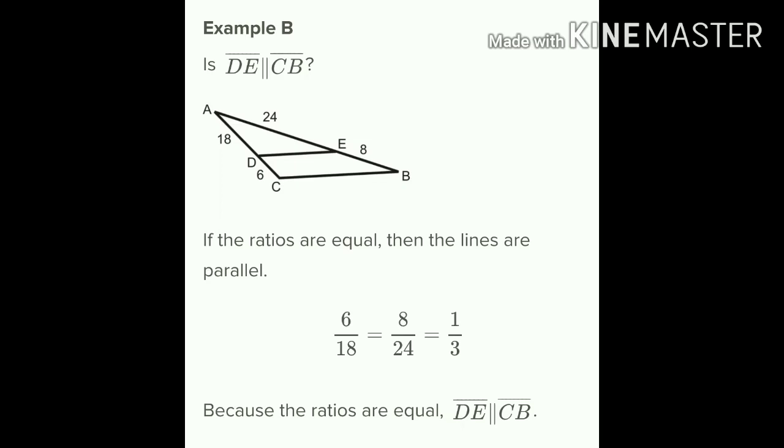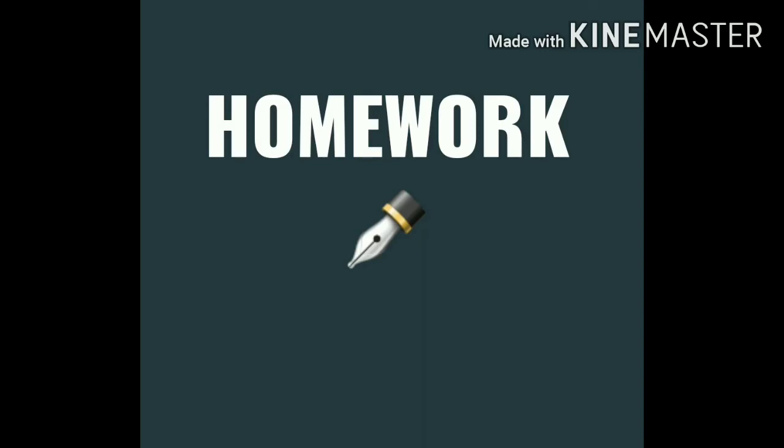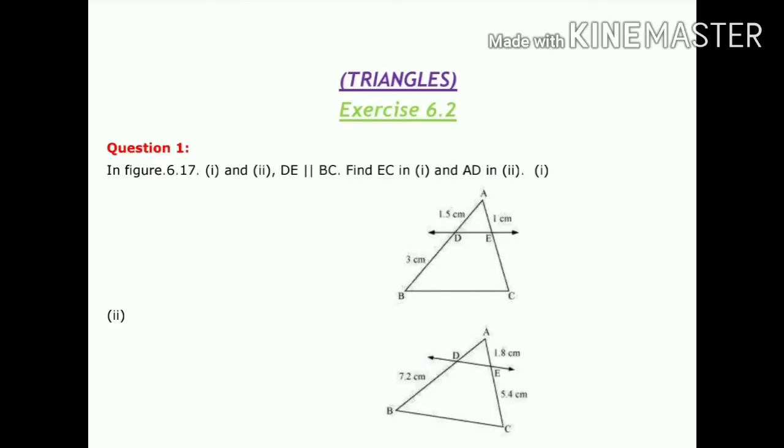Now it's time for homework based on these two theorems that we have learnt in today's session. There are two problems given in today's homework. In the first triangle, you can observe that ABC is taken where DE is parallel to BC. AD is given as 1.5 centimeters, DB is 3 centimeters. AE measure is given as 1 centimeter, and we need to find the length of EC in the first question.